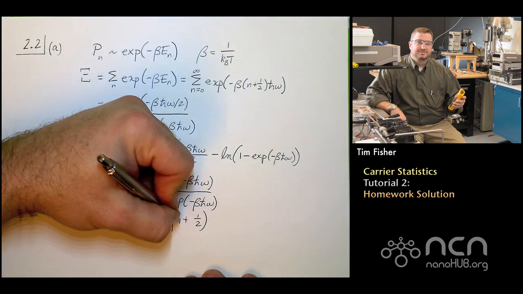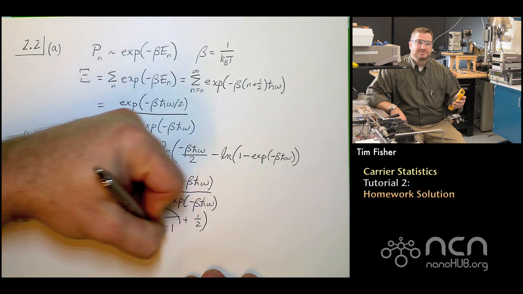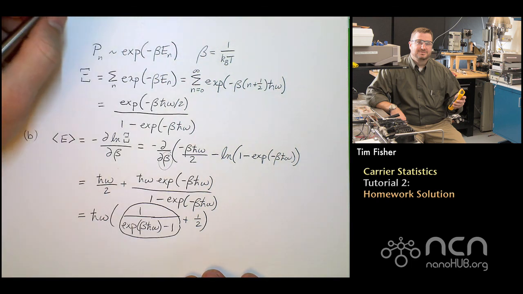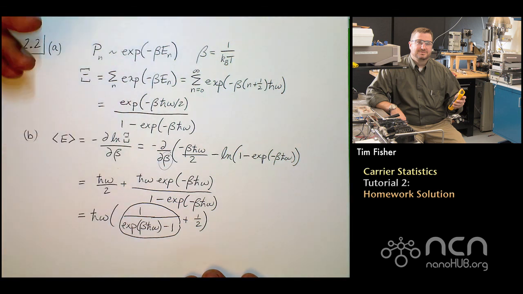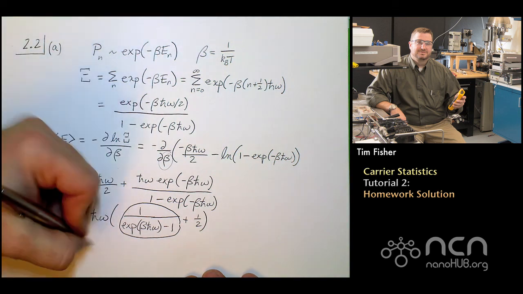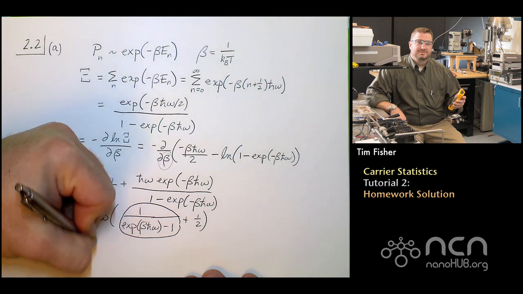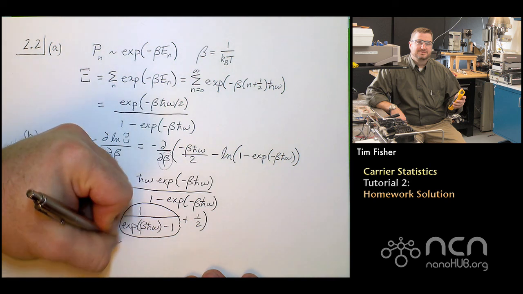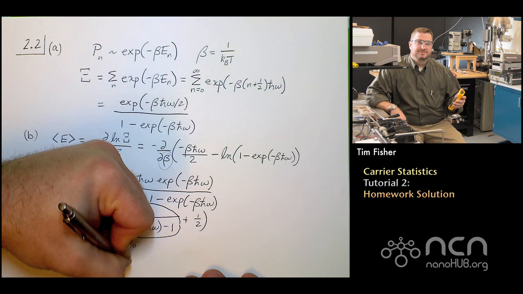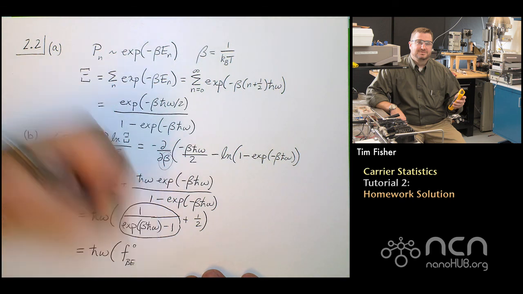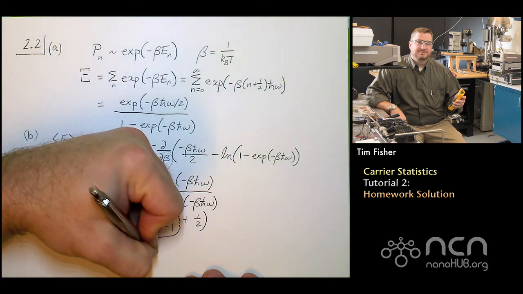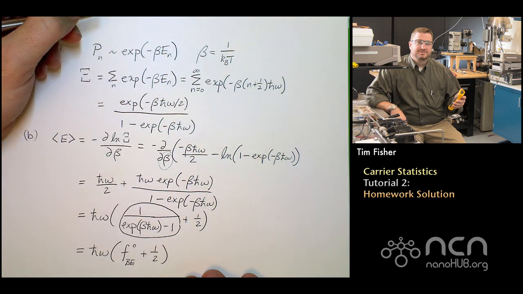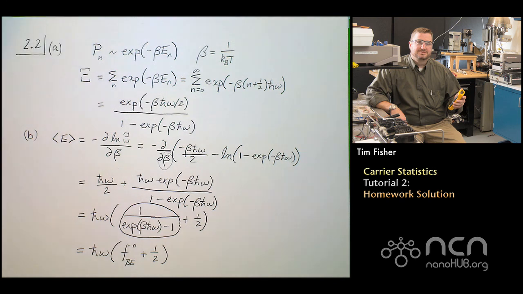And this term, the first term in brackets here, hopefully looks somewhat familiar. That's the Bose-Einstein distribution function, which is the average occupation number. And so this will equal, the simplest way to write this is h bar omega times what we've been calling f superscript 0. That's the equilibrium distribution, plus 1/2. That is the 0-point energy. All right, so that problem is done.